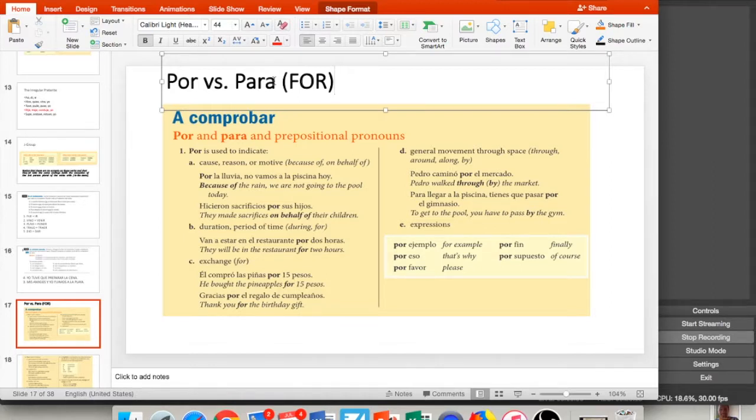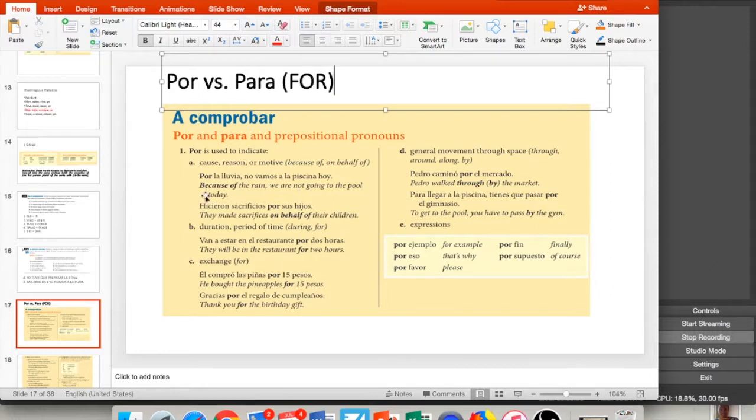For por, we usually use por when we're talking about cause, reason, or motive. And it's often translated as because of or on behalf of. So the example that your book provides here is por la lluvia, no vamos a la piscina hoy. So for the rain, we're not going to the pool today. Or because of the rain, we're not going to go to the pool today.